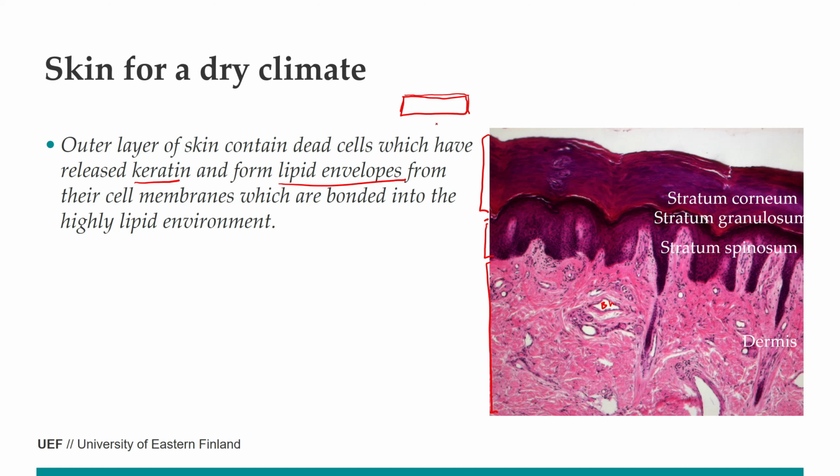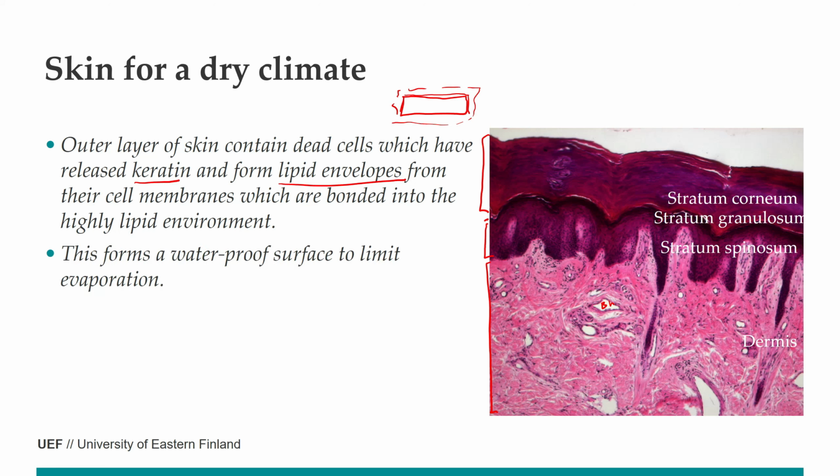The cell membranes are bonded in a highly lipid environment, so we also have lipids around them and the keratin. And this forms a waterproof surface. So not only do we have epithelial cells, but there are plenty of lipid environments around them. So there's no water going through.